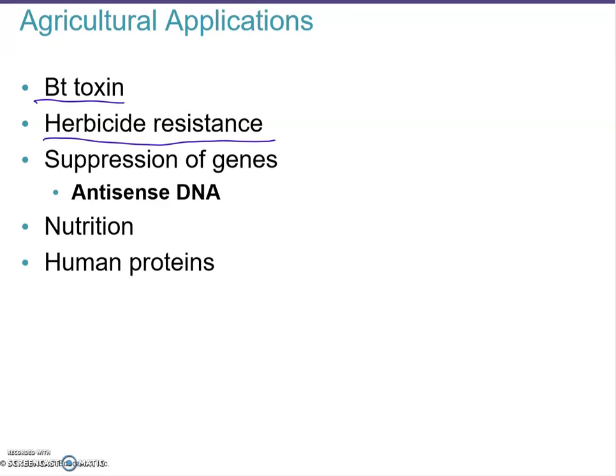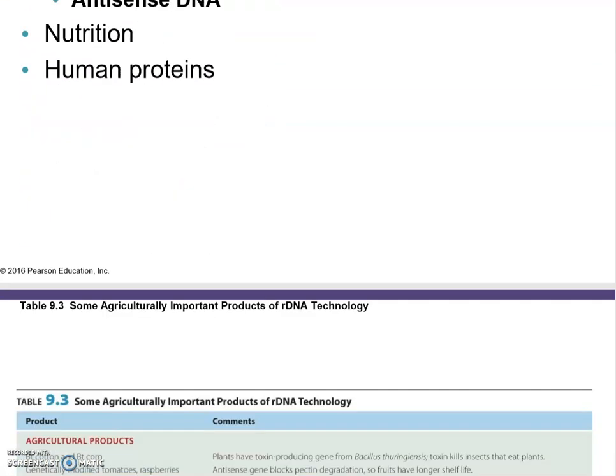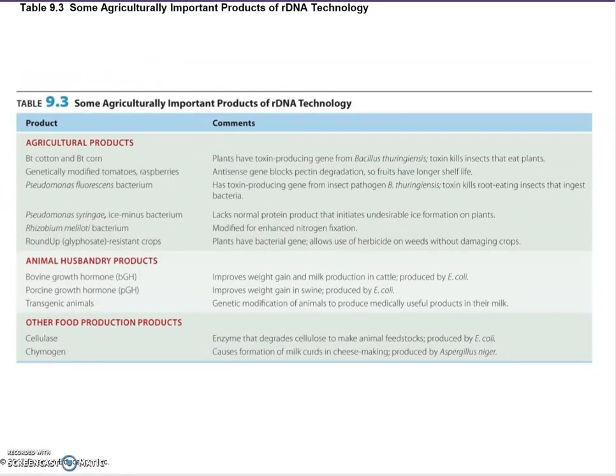Also, human proteins can be produced in agricultural products. Here are some examples of agricultural products. Bt cotton and Bt corn are pretty popular products. Also genetically modified tomatoes, raspberries, and the Pseudomonas fluorescens bacterium. You may have heard of the Flavr Savr tomatoes, and some genetically modified raspberries. The vast majority of the corn and soy in the United States is produced using biotechnology, using genetically modified corn and soy.